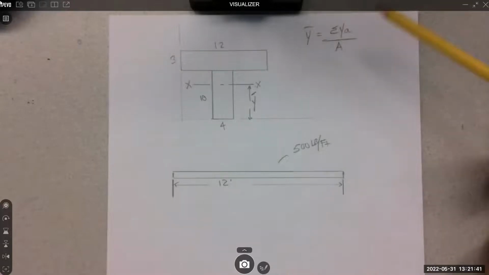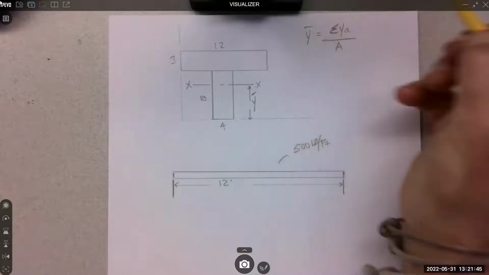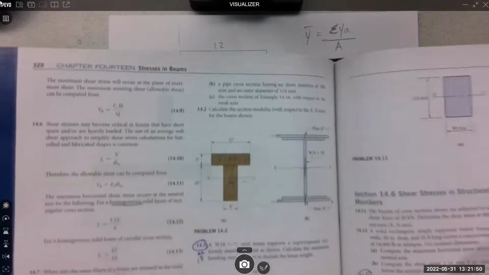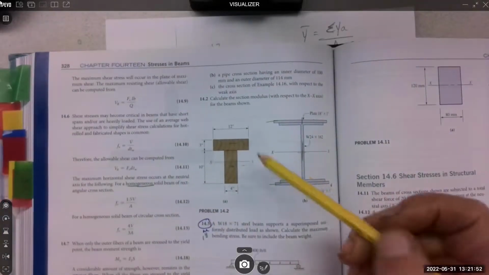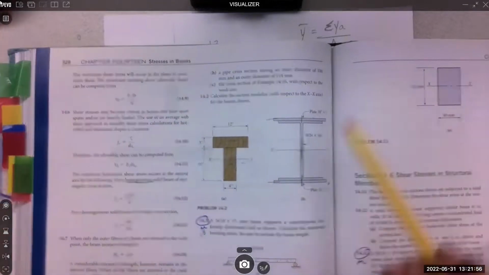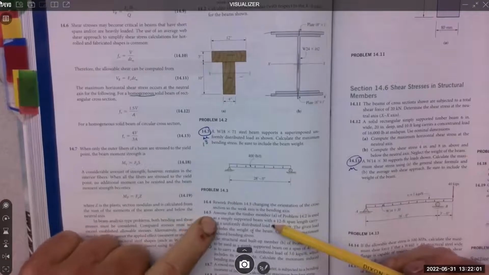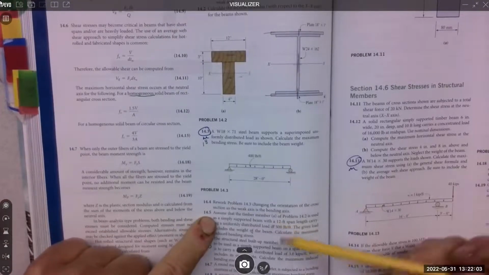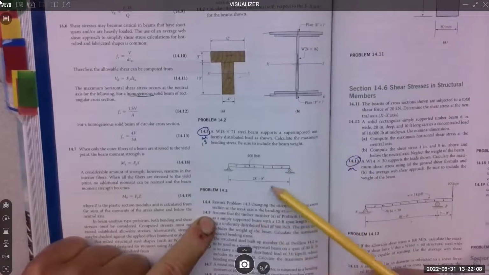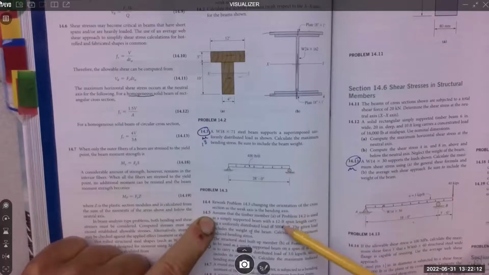So I wrote the formula down just as a reminder. That's my summation. This is 14.5, 328. So it uses this cross section from 14.2, and then it puts a load on it in the words of 14.5. So this is the cross section, and the beam, they don't give you a drawing of it, but essentially the beam looks like this. It's just not 400, it's 500.